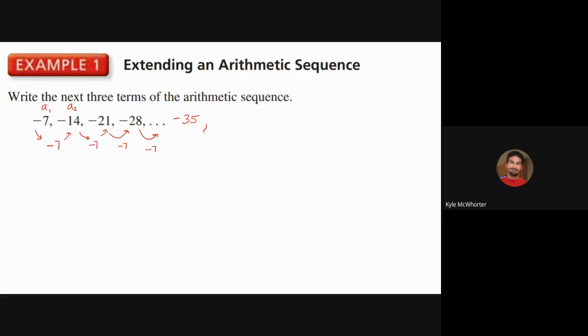And then we are going to subtract 7 again. So -35 minus 7 would give us negative 42. And negative 42 minus 7 would give us negative 49. So the next three terms of the sequence would be negative 35, negative 42, negative 49.